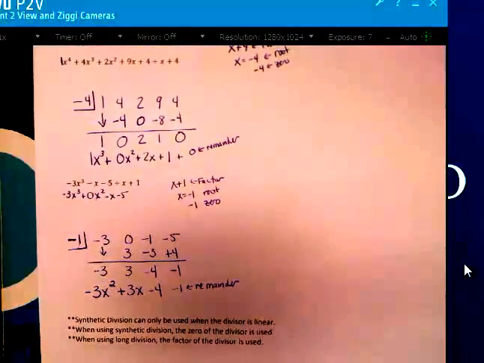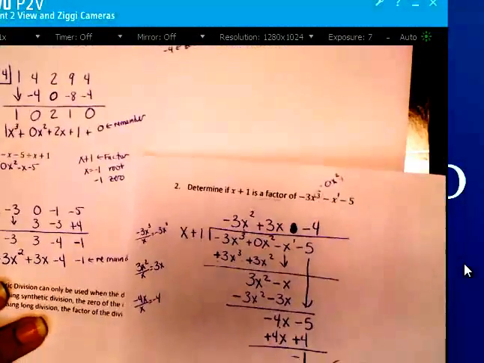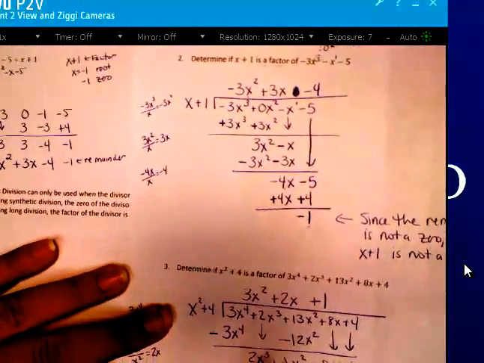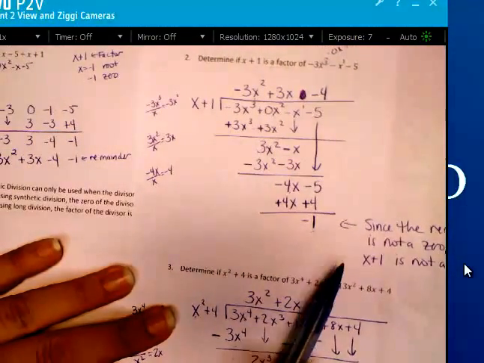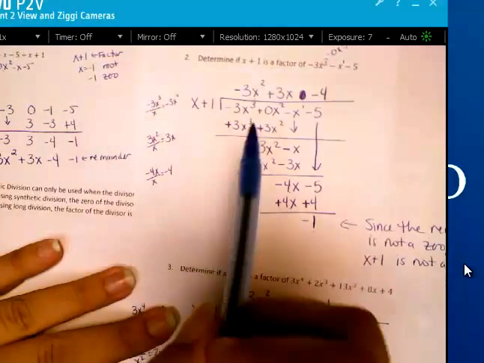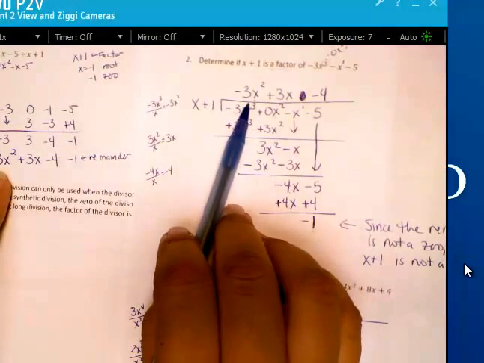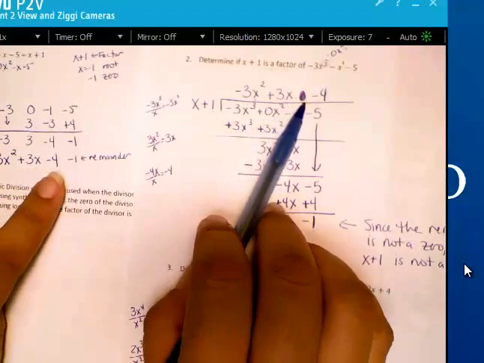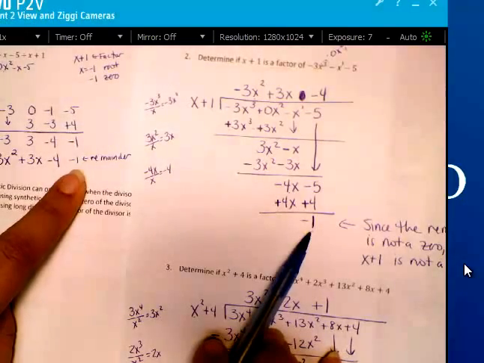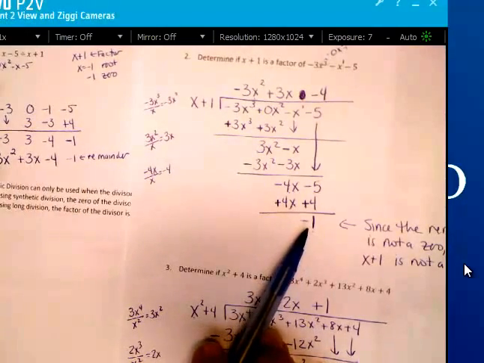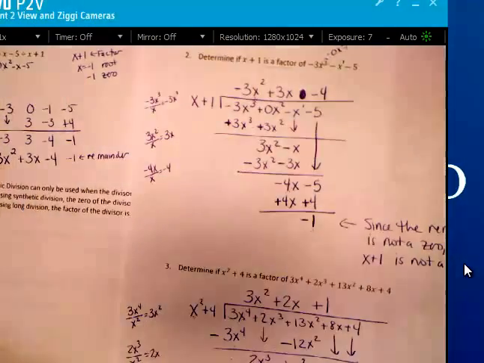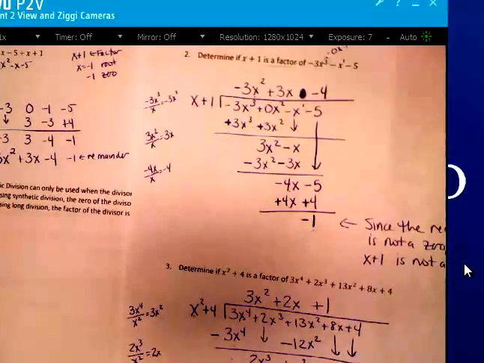Okay, notice, let's go to that problem. So here was that problem that we just did. This is the long division. This right here is synthetic division. Notice our answer is the same. -3x squared plus 3x minus 4, and then we had a remainder of -1. So this step right here is much more condensed than writing all this. Synthetic division just helps save us some time and less errors are made.